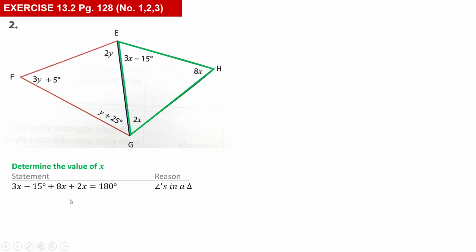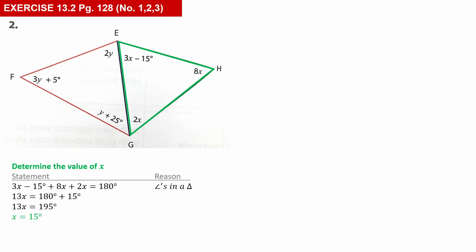Okay, from there I can solve, so I'm going to say 3x plus 8x plus 2x. That will give me 13x, and then I've just taken that negative 15 over the equal sign and added it to the 180. Okay, from there I get 13x is equal to 195, and I can solve for x by dividing through by 13 to get x alone, which will give me 15 degrees.